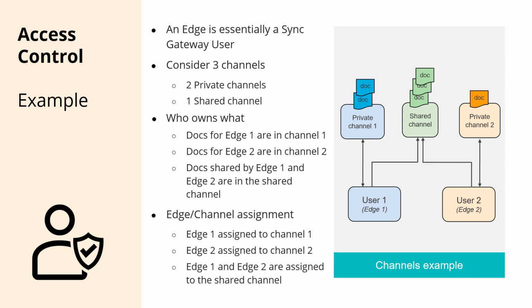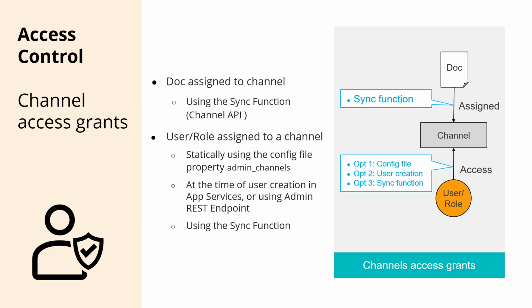In this Sync Gateway access control example, there are two edges, Edge 1 and Edge 2. We also have three channels, two private and one shared. Documents for Edge 1 are in Channel 1, and documents for Edge 2 are in Channel 2. Both channels are private and can only be accessed by the edges assigned to access them. But in the shared channel, both edges can access the documents. The ability to provide specific levels of access to specific users and roles is one of the ways that Sync Gateway enables highly secure applications.